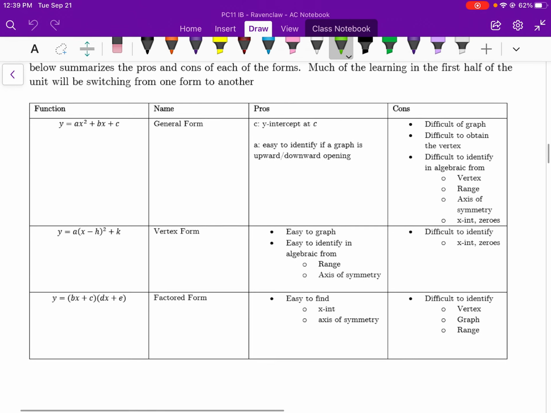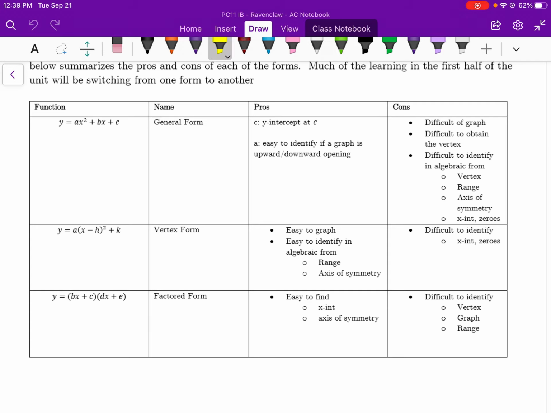So let's talk about the different types of forms and what form you would ideally like your quadratic function to be. Well, this is the general form. The general form is really good if you want the y-intercept, because the y-intercept, remember, is found when you let x equal 0. And in the general form, that is just c.